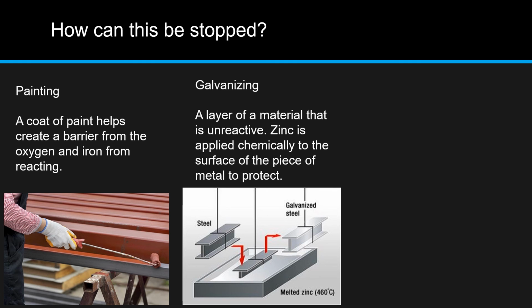Another way is called galvanizing. And so this is like painting, but to the molecular level. This is where a thin layer of something maybe like zinc is applied chemically to the surface of the metal to actually protect it. And so they've actually bonded and attached some of the zinc so it's very unreactive to it.